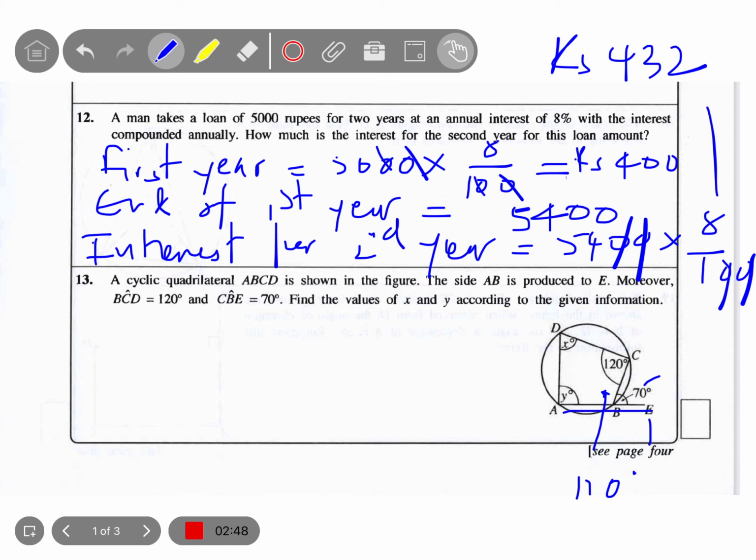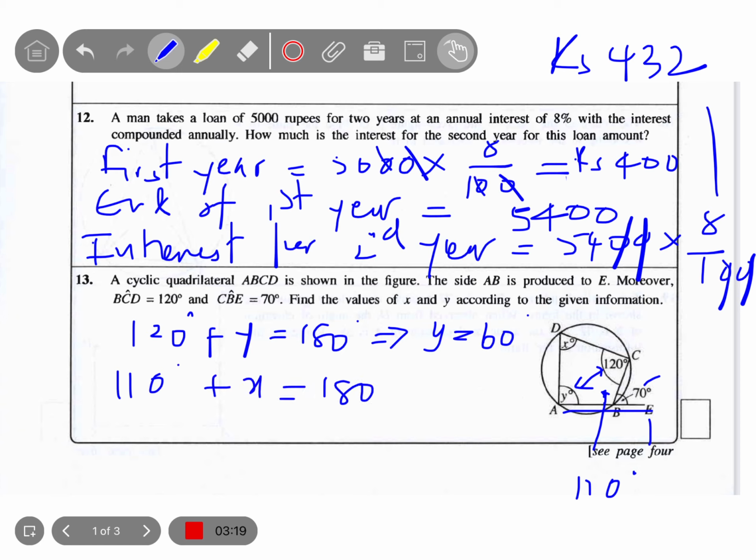So if this is 110, there is a theorem in geometry that says if it's a cyclic quadrilateral, the opposite angles, if you add those two angles, should become 180. So 120 plus y is 180, which means y is 60. And similarly, now we know this value is 110. 110 plus x should be 180, which means x is 70. So that's what it means. Okay, pretty simple.